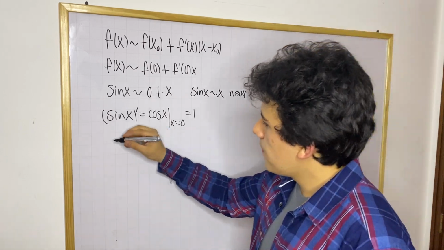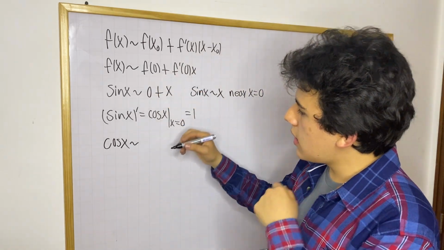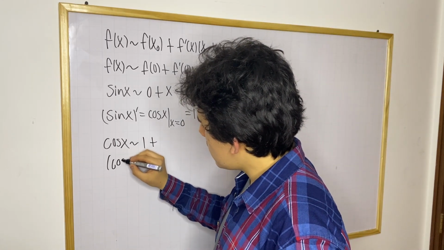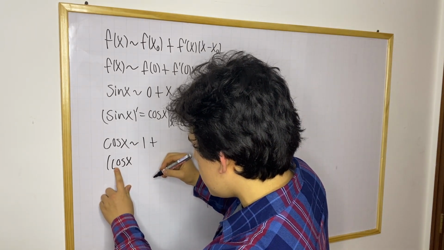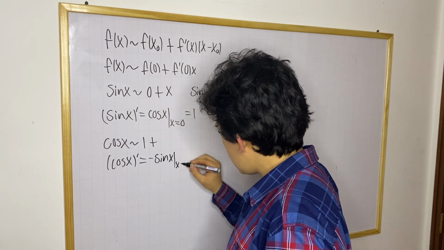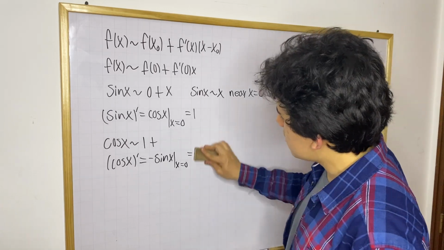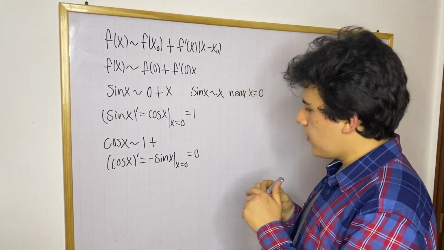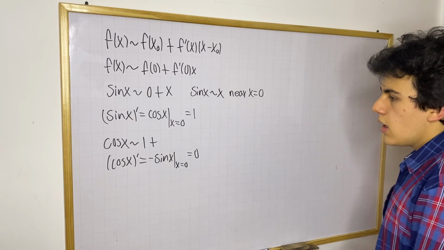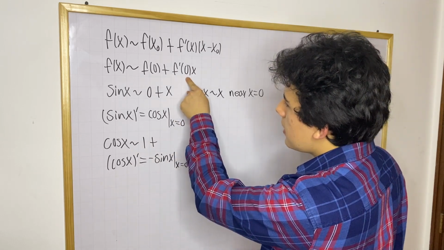So now let's go with a different function, cosine x. We know that cosine x is approximately cosine evaluated at 0, which is 1, plus the derivative of cosine x, which is minus sine x. If we evaluate that at x equals 0, sine of 0 equals 0, and 0 times negative 1 is just 0. So now we have that cosine x is approximately 1 plus the derivative term, and we got 0.